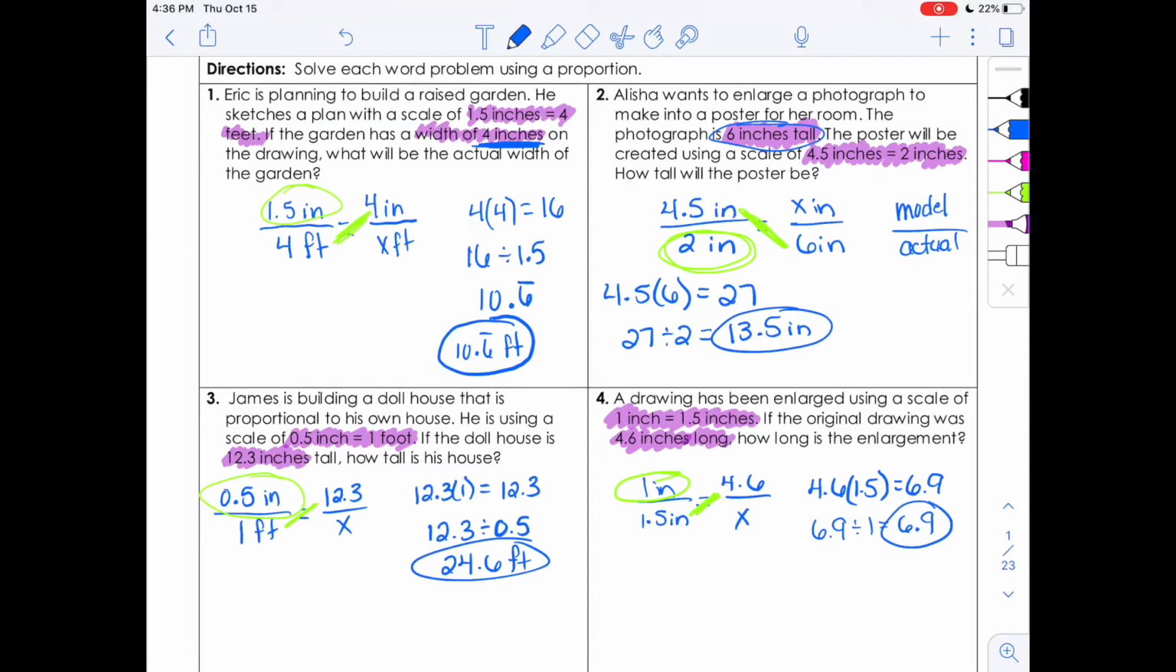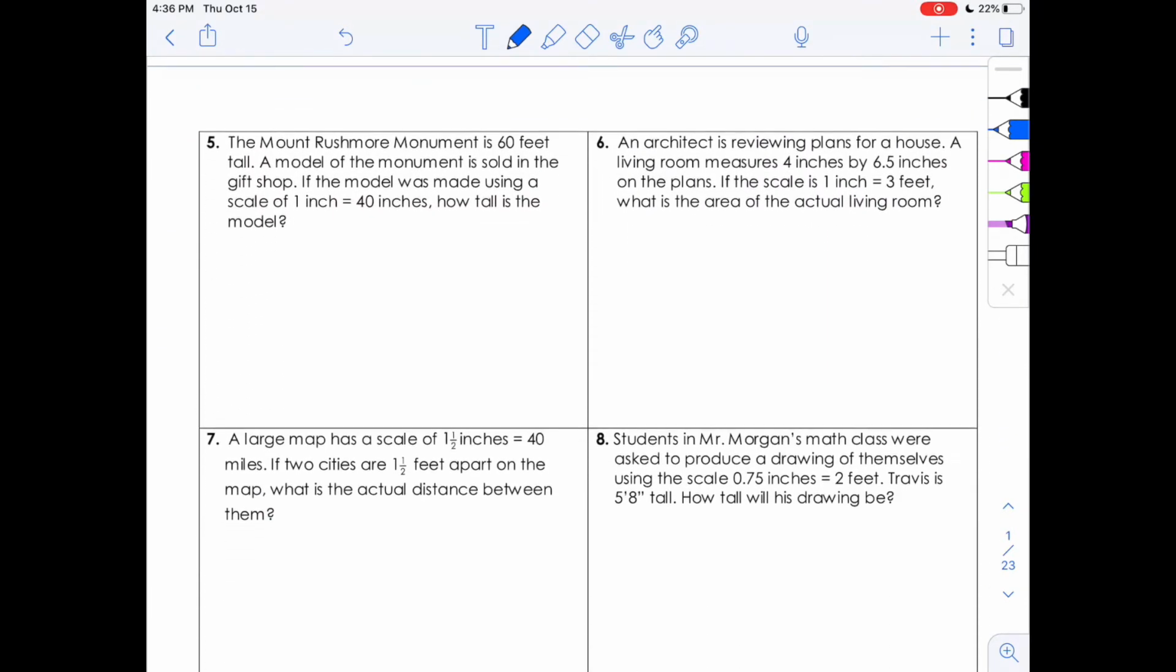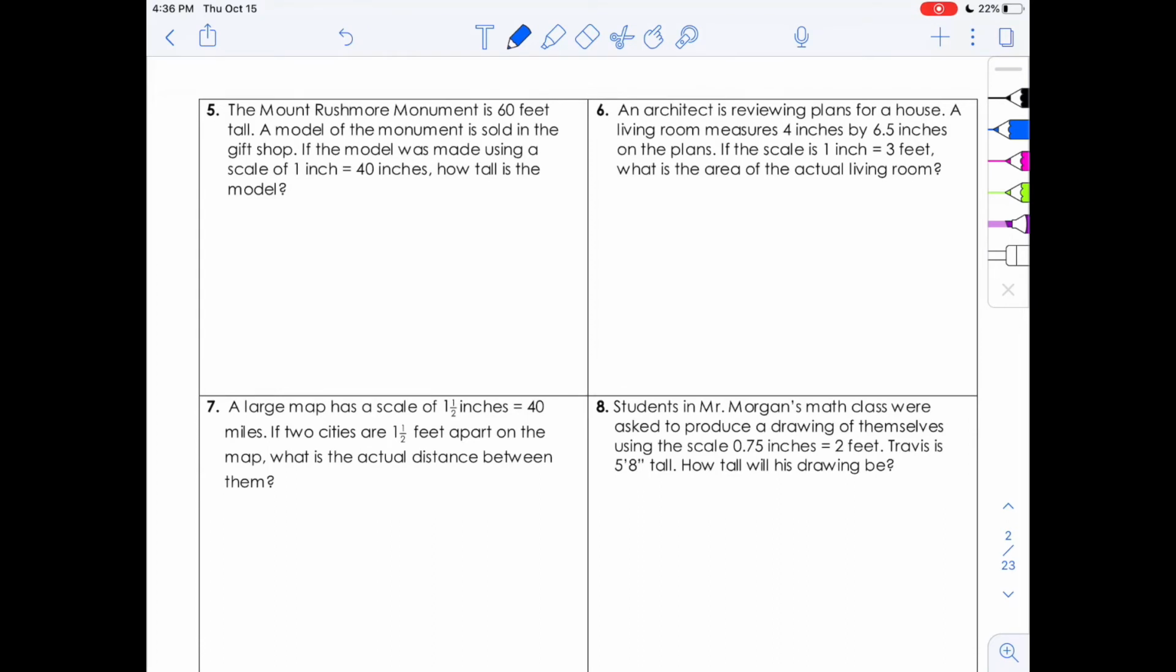Let's take a look at number 5. The Mount Rushmore Monument is 60 feet tall. A model of the monument is sold in a gift shop. If the model was made using a scale of 1 inch to 40 inches, how tall is the model?